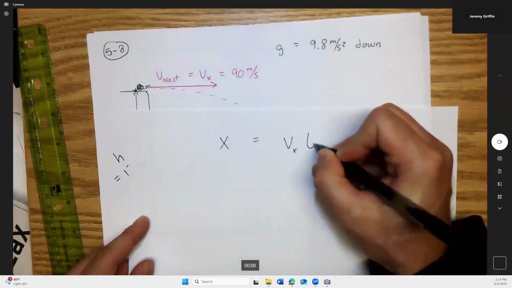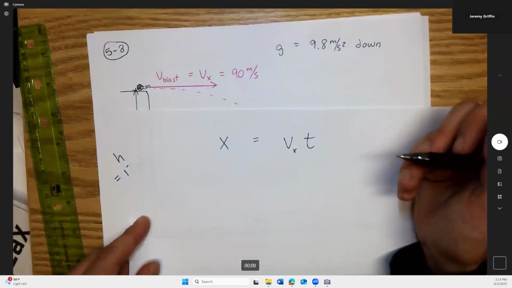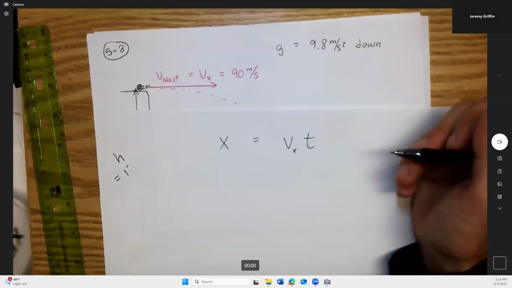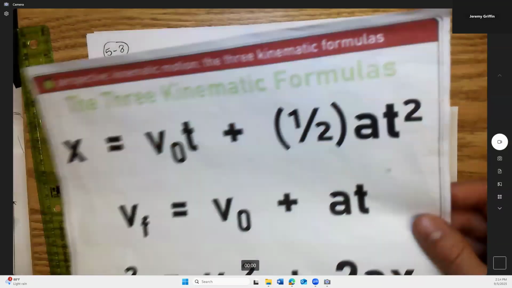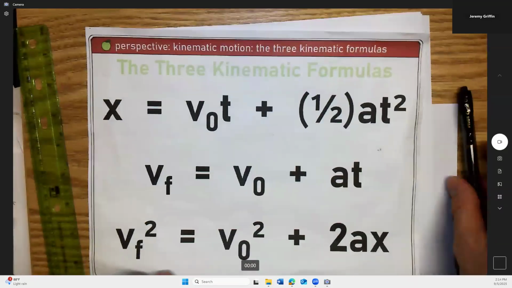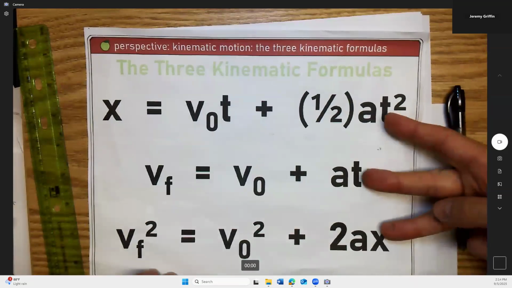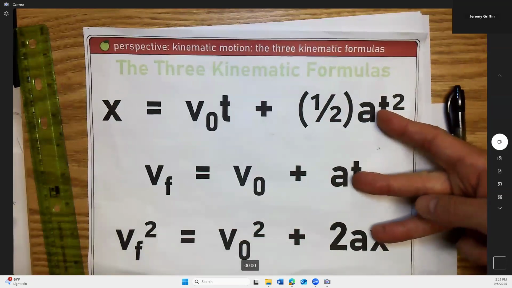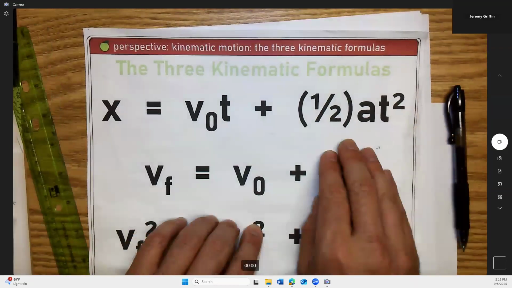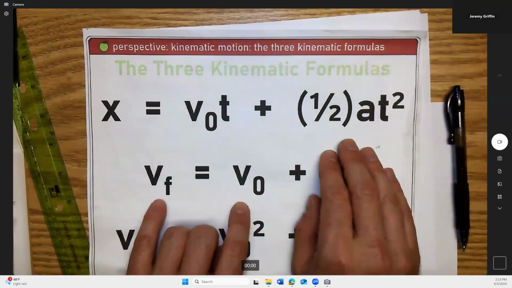Yeah, v sub x times t. Right, that's it. There's no acceleration horizontally. If you look really close, it's actually on this page, sort of in disguise. Because if I set all these a's equal to 0, because we're talking about horizontally, gravity does not hold horizontally, so all these a's are 0. Okay, so the speed is always the same horizontally.